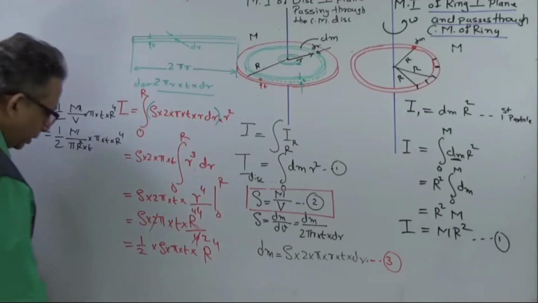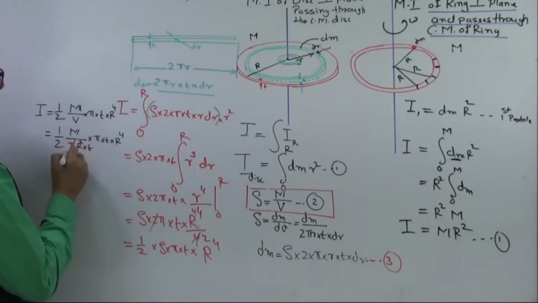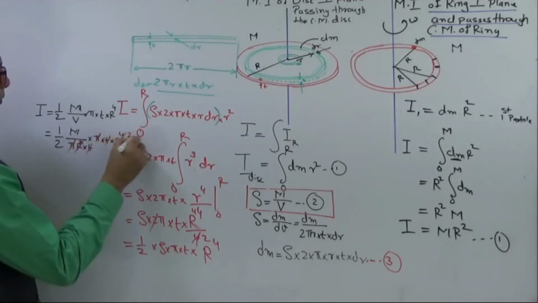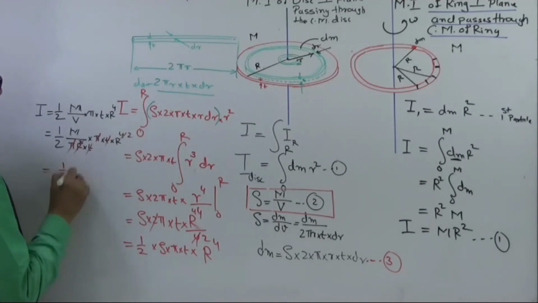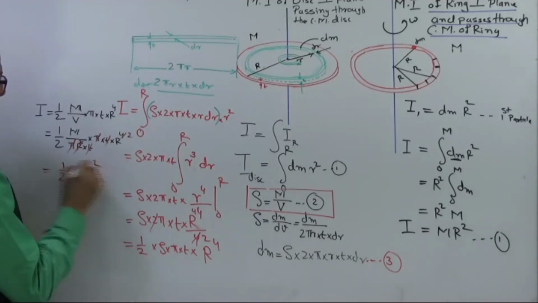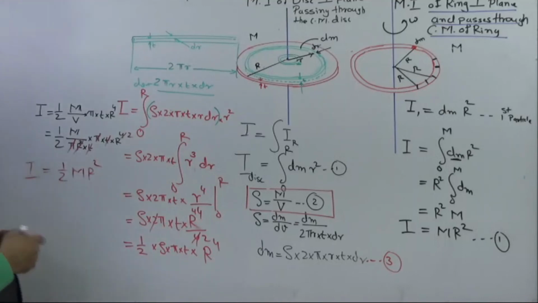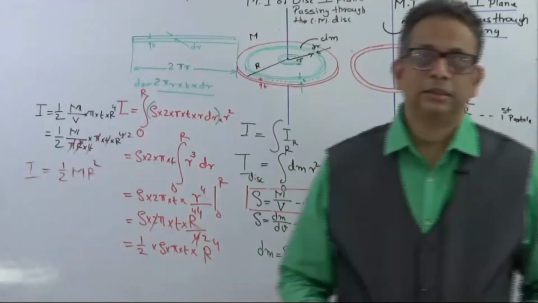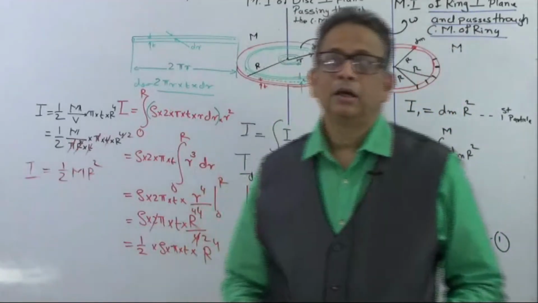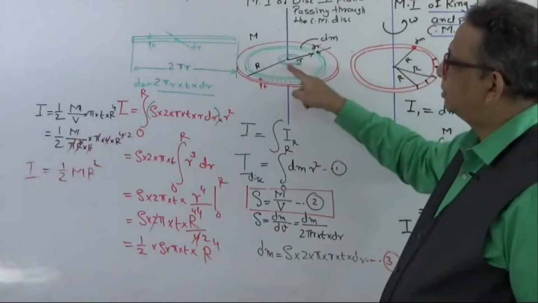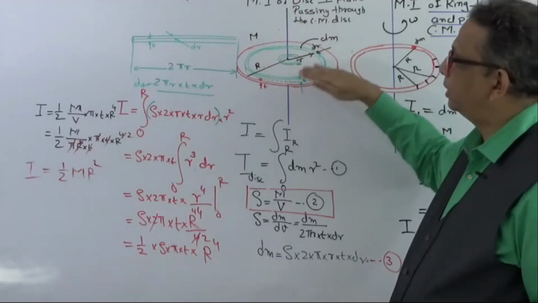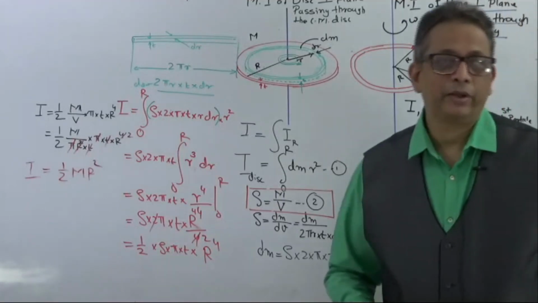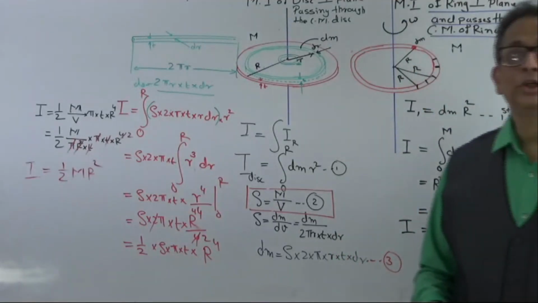So from here you can see the pi and pi getting cancelled, T and T getting cancelled, R square getting cancelled, it will be only 2. So it will be 1/2 M R square. This is the moment of inertia of a disc. About which axis? Axis which is perpendicular to the plane of the disc and passing through the center of mass of the disc. That is very, very important to understand the position of the axis.